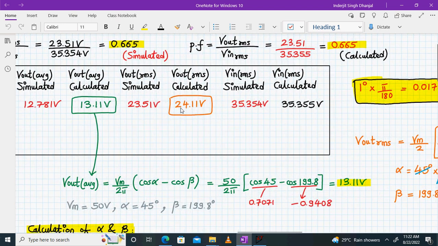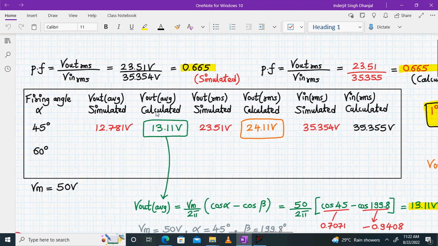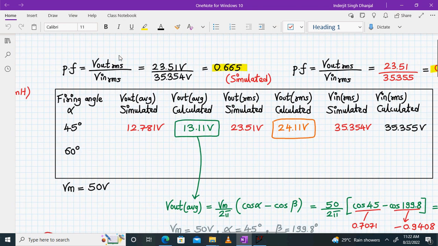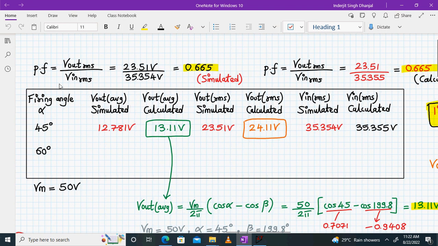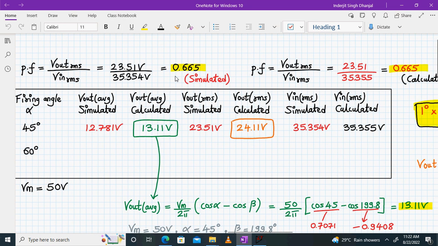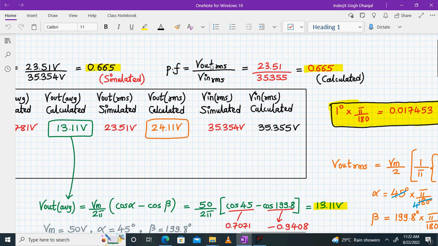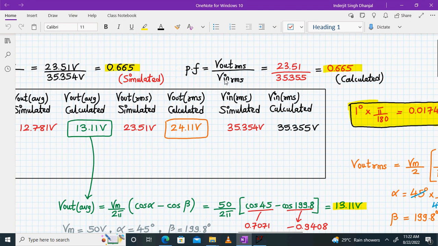Yeah, here it is. V out RMS was coming out to be 24.11 volt, and the simulated value came out to be 23.51 volt. Let me complete the power factor part. The power factor formula will be V out RMS upon V in RMS. First we calculate the simulated value. We substitute the simulated values of V out RMS, that is 23.51, and the simulated value of V in RMS, that is 35.354. We get a power factor of 0.665, which is not very good.